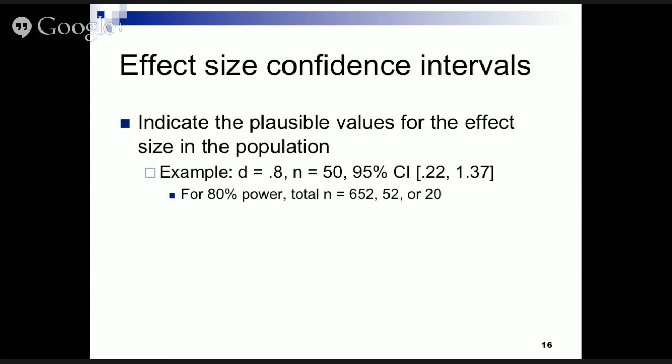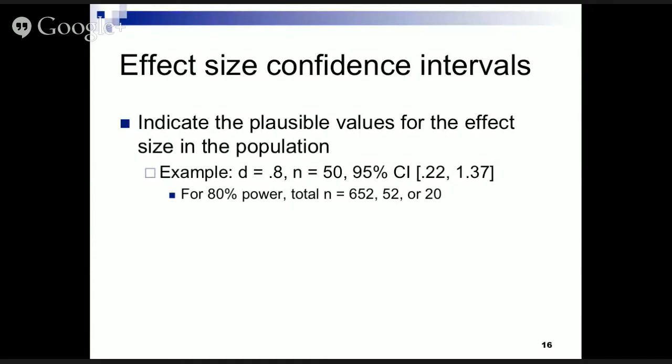Right, so just to give you an example of how this works, here's an example study that had a point estimate effect size of 0.8, but it had a pretty wide confidence interval all the way down from 0.22 to 1.37. If you run an 80% power calculation on the lower bound, upper bound, and that point estimate, what you'll see is you get a huge range of possible required sample sizes for that power analysis.